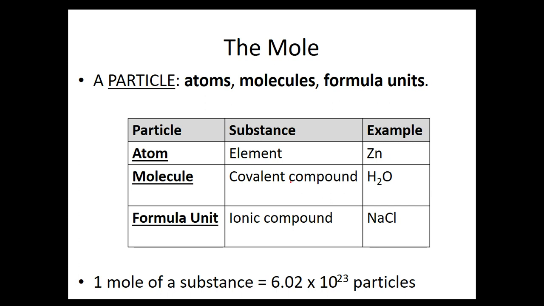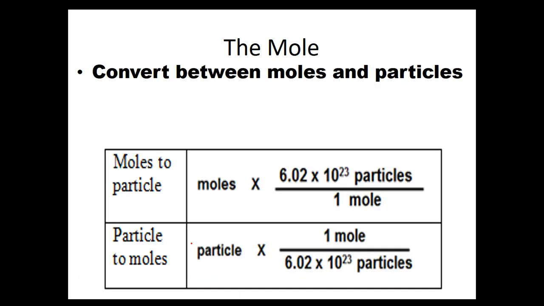A molecule is a covalent compound, so H2O or CO2. Any of the covalent compounds that we have just covered, that's going to be called a molecule. That's just its name. For formula units, we use that word for ionic compounds like NaCl or anything with a metal and a nonmetal together. So again, if I have 1 mole of any of these things, I have 6.02 times 10 to the 23rd atoms, molecules, or formula units of that thing, whatever the substance is.